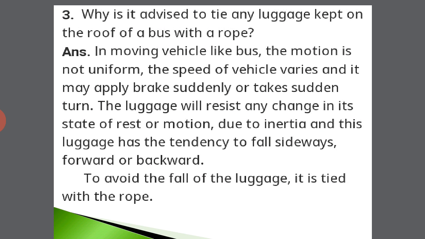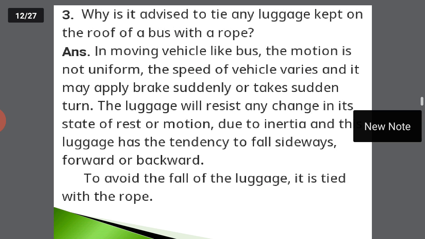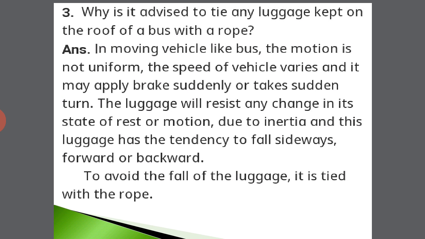Why is it advised to tie any luggage kept on the roof of a bus with a rope? In moving vehicles like bus, the motion is not uniform. The speed of the vehicle varies and it may apply brakes suddenly or take a sudden turn. The luggage will resist any change in its state of rest or motion due to inertia, and this luggage has the tendency to fall sideways, forward or backward. Got it? To avoid the fall of luggage, it is tied with a rope. Similarly, if you do not apply seat belt, the same will be the case with you as the luggage. Okay, let's move further.